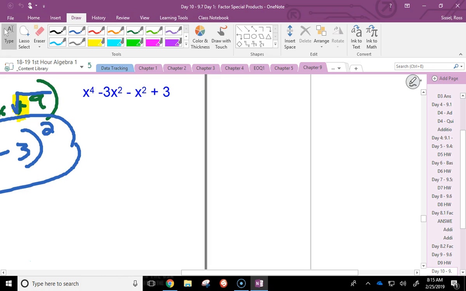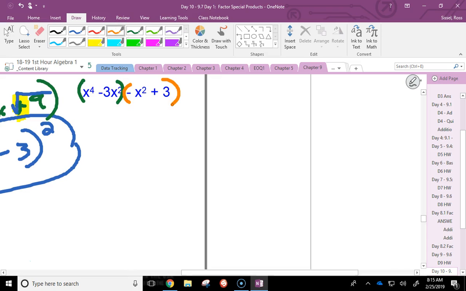Because remember that rule, when I have x minus 3 squared, you square your first term, so x squared is x squared. You square your last term, negative 3 squared is positive 9, and then you multiply the two times. Alright, this one. Because we have 4 terms, that's what you should look for. With 4 terms, we are going to group.